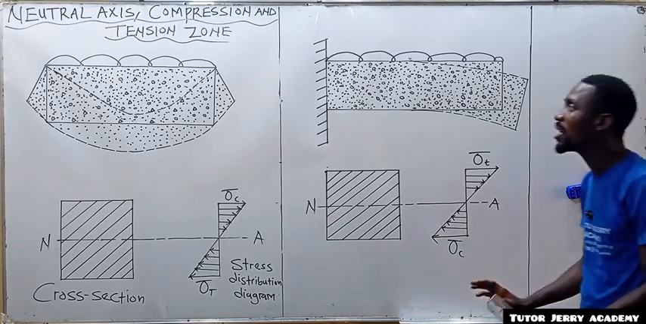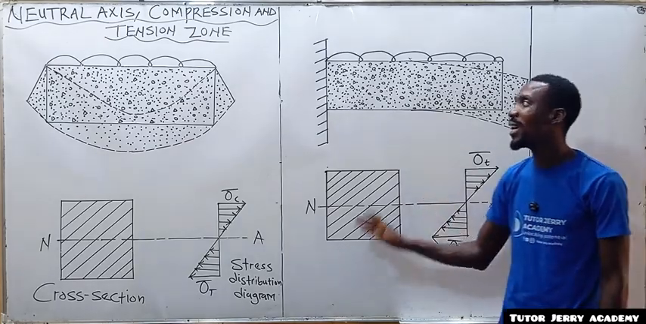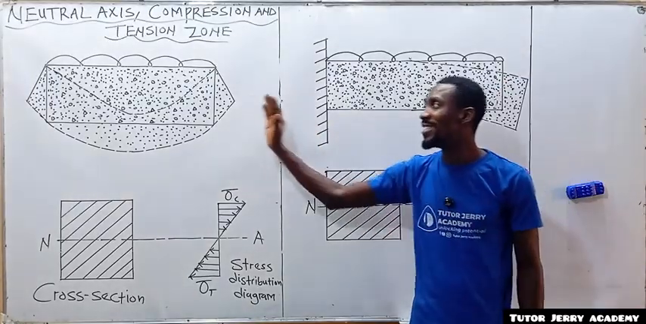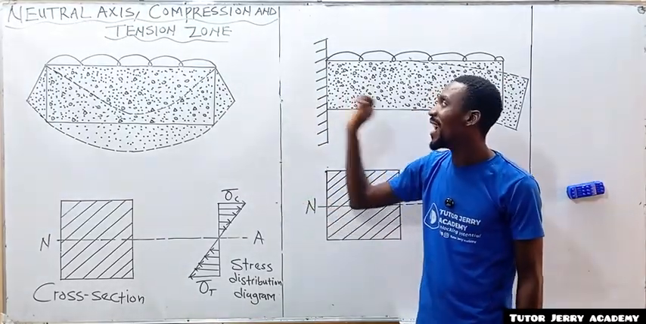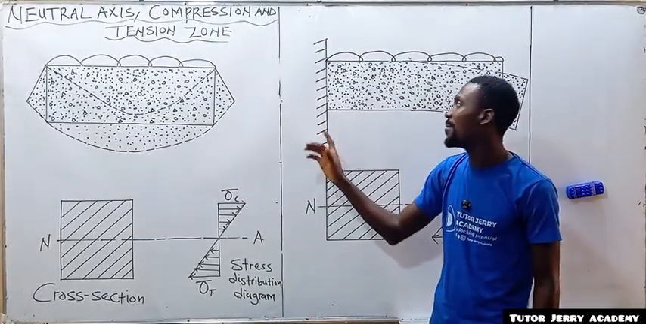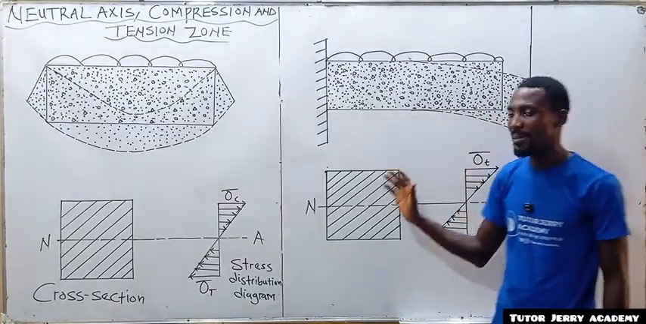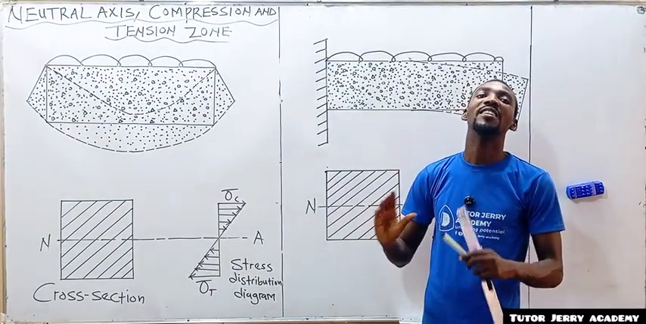So this is the concept of neutral axis, compression and tension zone that you need to take note of when it comes to simply supported cement concrete beam and cantilever cement concrete beam. I hope this concept is well simplified.